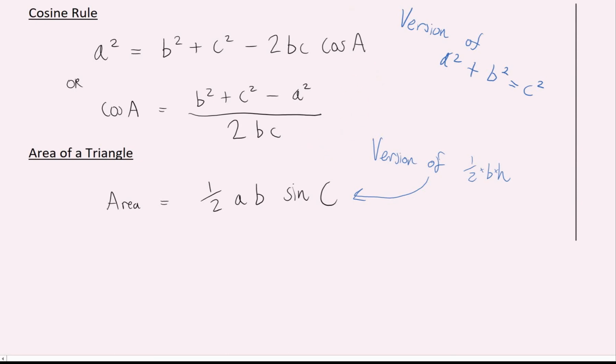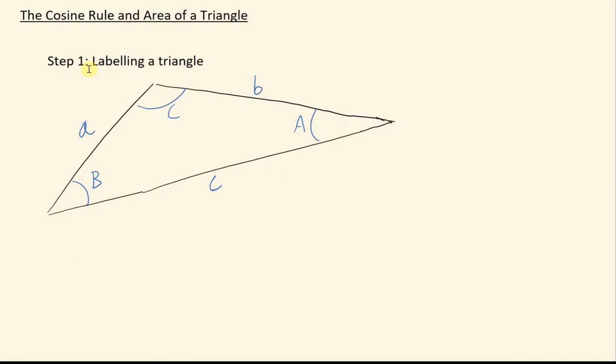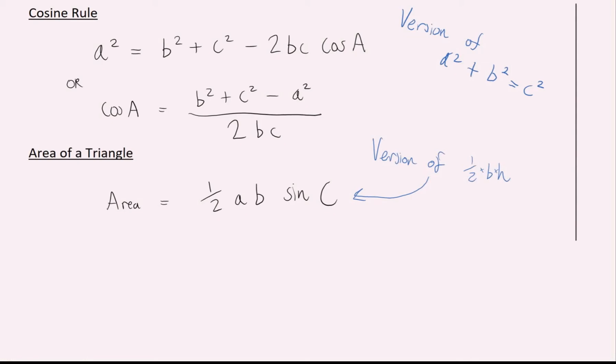And as you've seen in a previous video, we've also got the area of a triangle, which is a half ab sine C. And again, this is a version of a half base times height. So all these letters, a, b and c, refer to lengths on this kind of triangle. The important thing here is that this angle A has to be opposite this side length a, otherwise it just won't work.